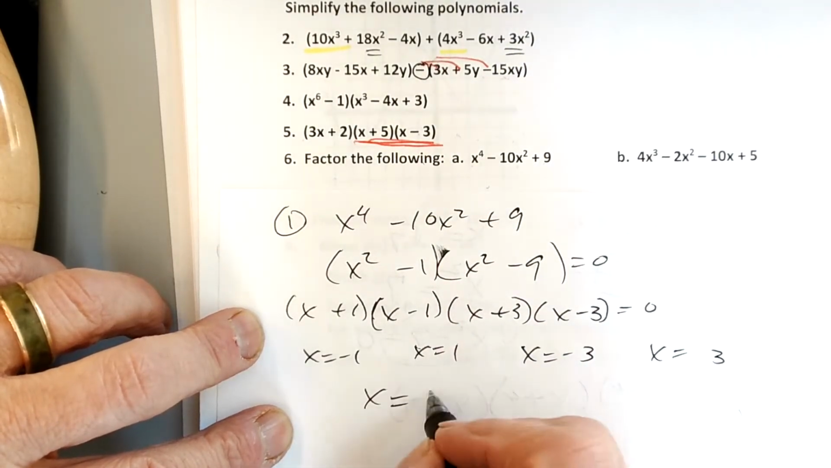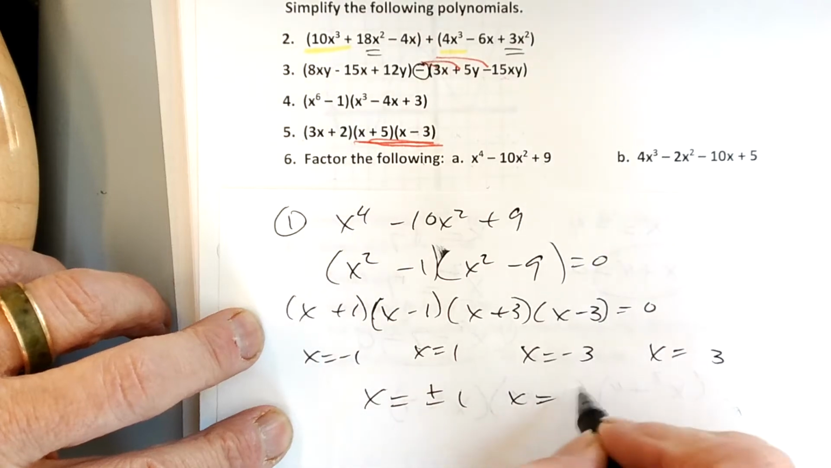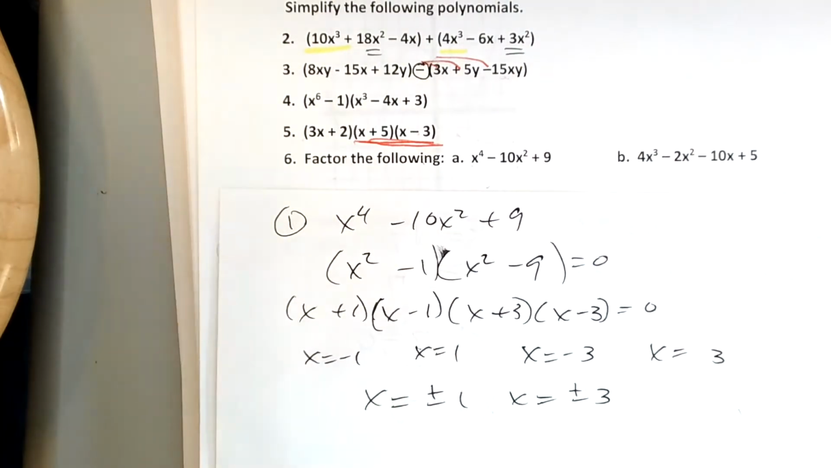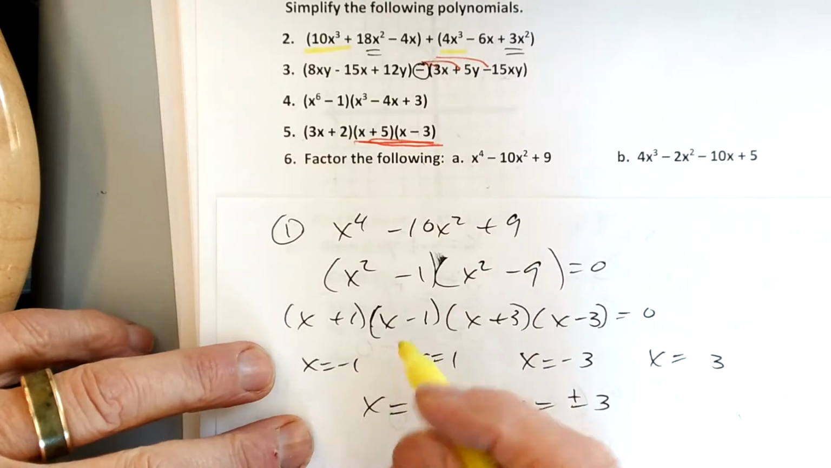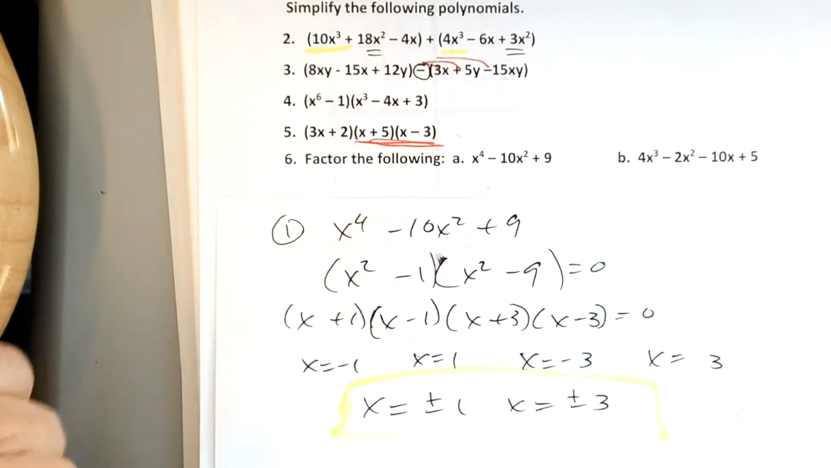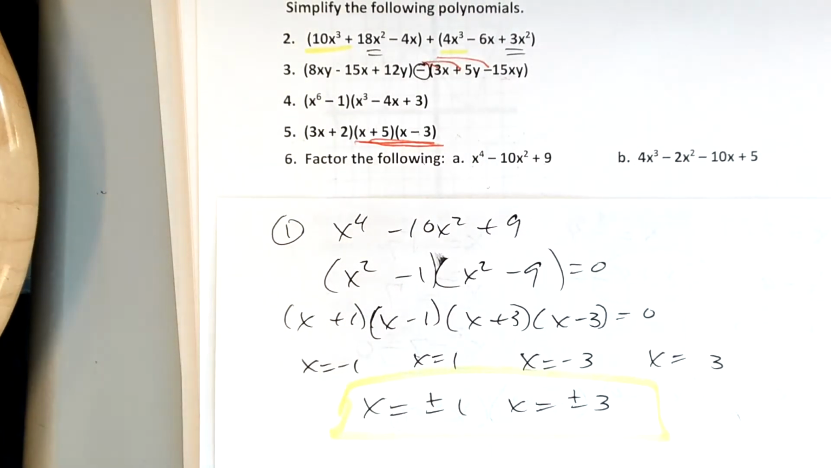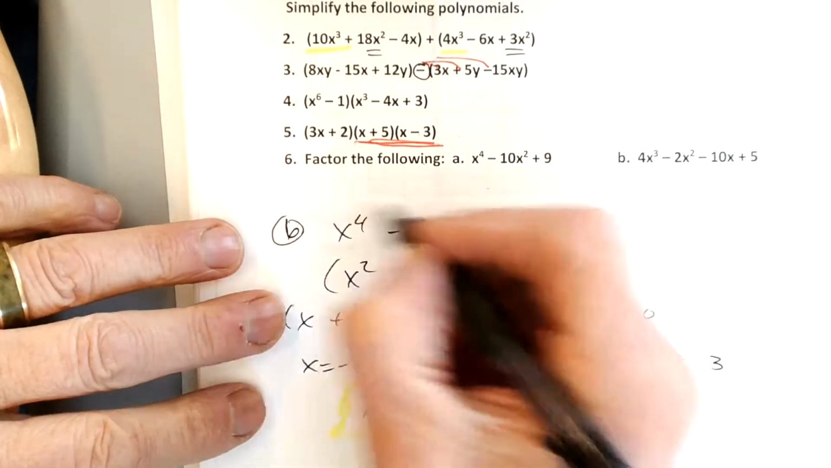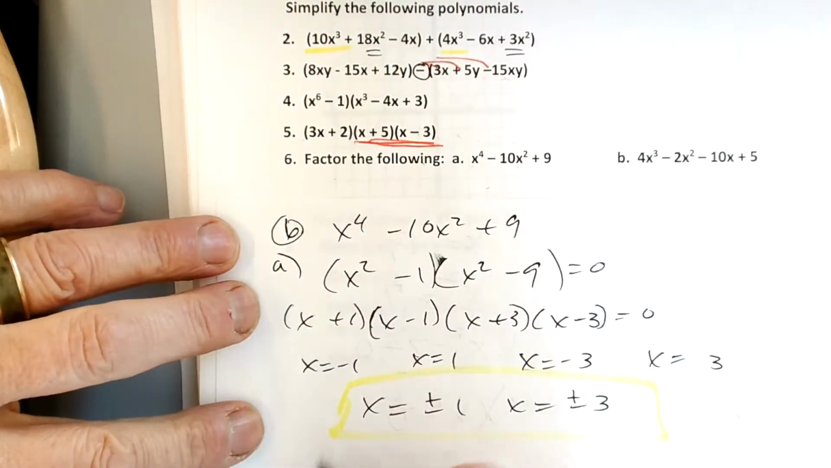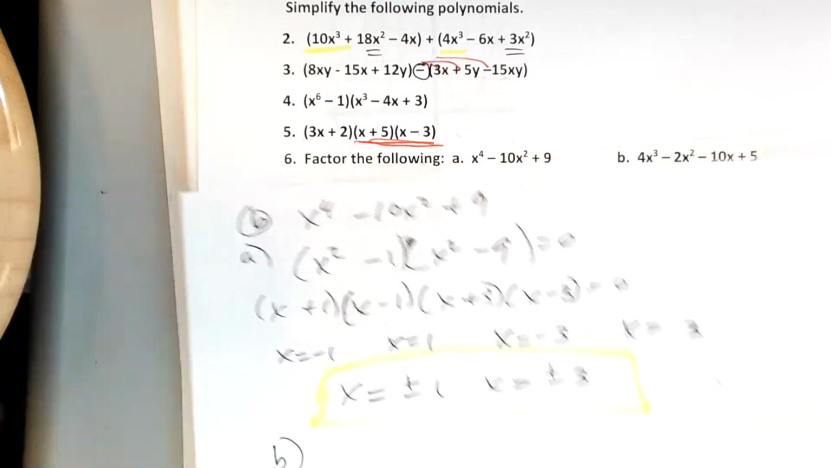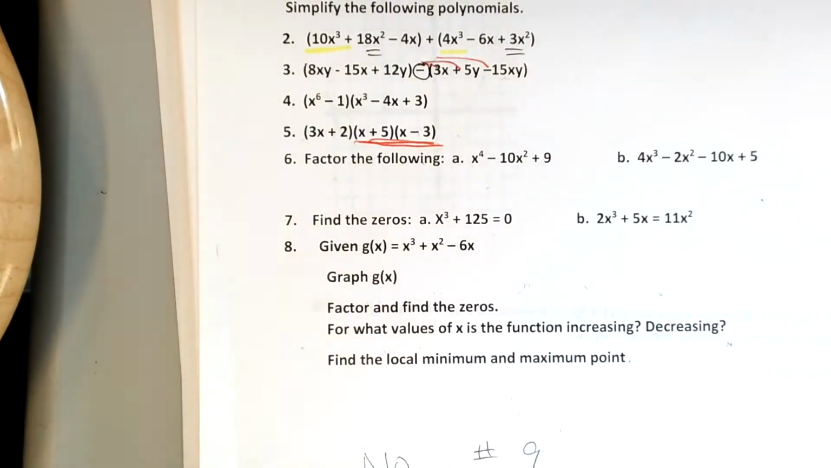I like to write it like this, plus or minus 1, plus or minus 3. You don't have to. That shows all 4 answers, but I like this answer best of all. Okay. All right, where did I write 1 when this is actually number 6? Okay, 6A. And then 6B, let's do 6B down here. Okay, 6B, we're going to factor this one.